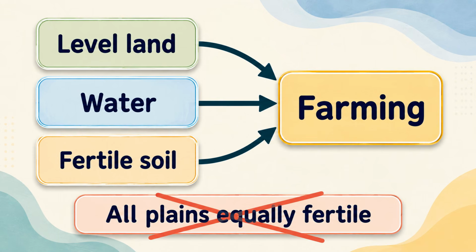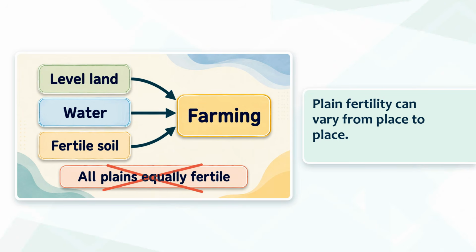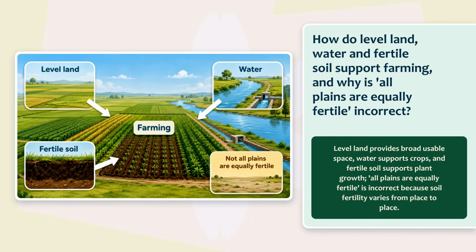Level ground provides usable space, water supports crops, and fertile soil supports growth. These conditions can favor farming, but fertility varies between plains. The caution keeps the pattern accurate. Plain fertility can vary from place to place. Farming conditions are not identical everywhere. Use the three arrows and the caution card.